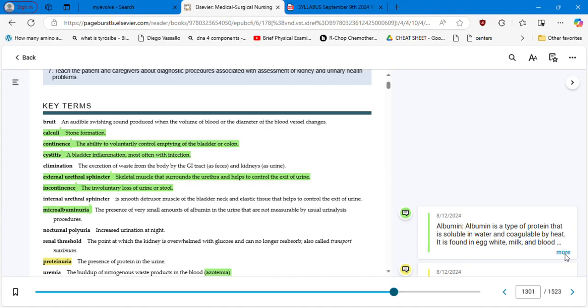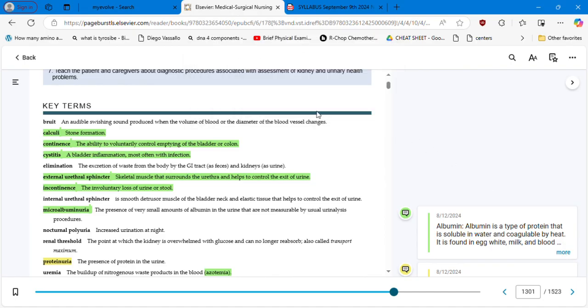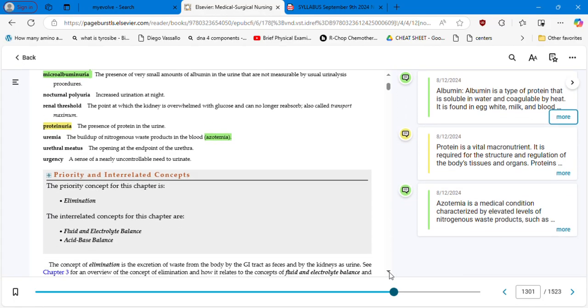So then we have nocturnal polyuria, and the renal threshold, which is the point at which the kidney is overwhelmed with glucose and can no longer reabsorb, also called transport maximum. Then we have proteinuria, the presence of protein in the urine. And then we have uremia, the buildup of nitrogenous waste products in the blood, which is also known as azotemia. Urethral meatus is the opening at the endpoint of the urethra. And urgency is a sense of nearly uncontrollable need to urinate.